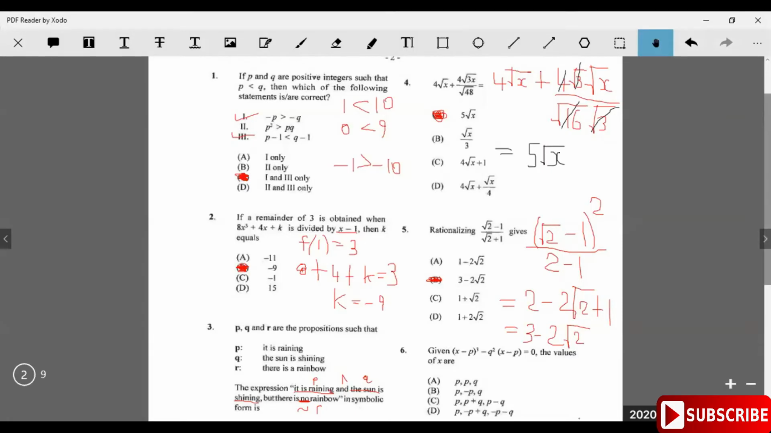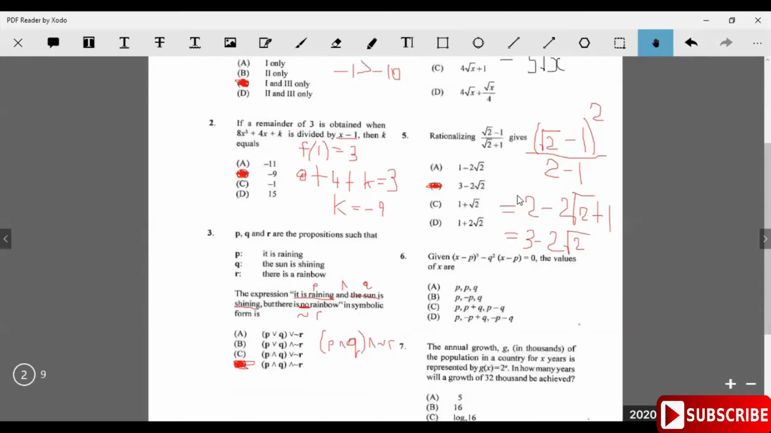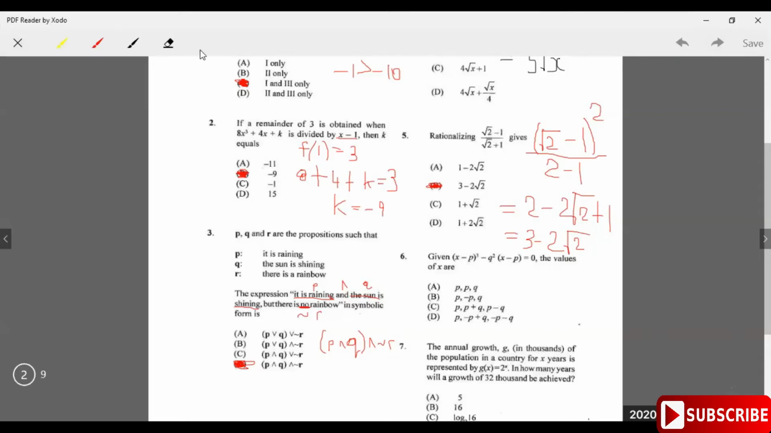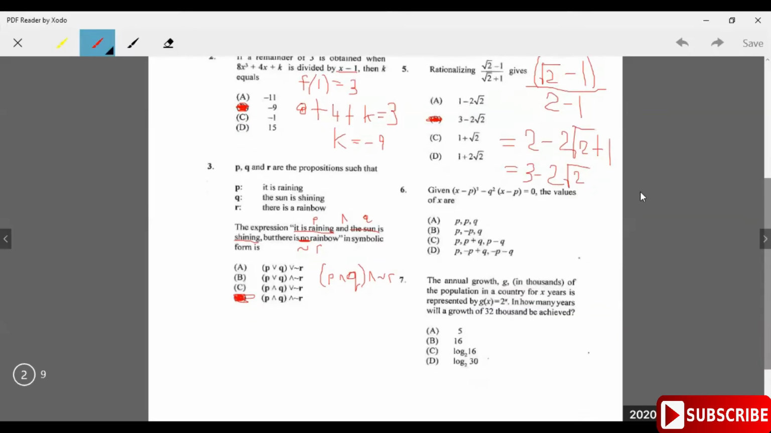Another way to do this question is, let's say you don't have time to do all of this. You can put this in a calculator. You're going to get a decimal. And then look which one of these is going to give you the same exact decimal. That's another way to do it. Because we can use our calculators.